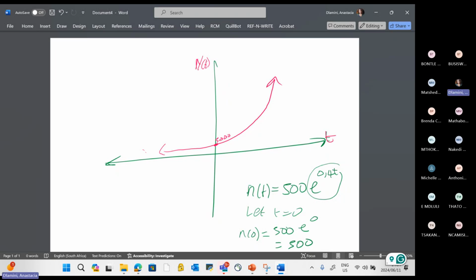Can time be negative? No, ma'am. So it means that we start here. We'll only focus on this particular part of the graph, the upper part, because time can never be negative. So we don't look at this one. We erase it.